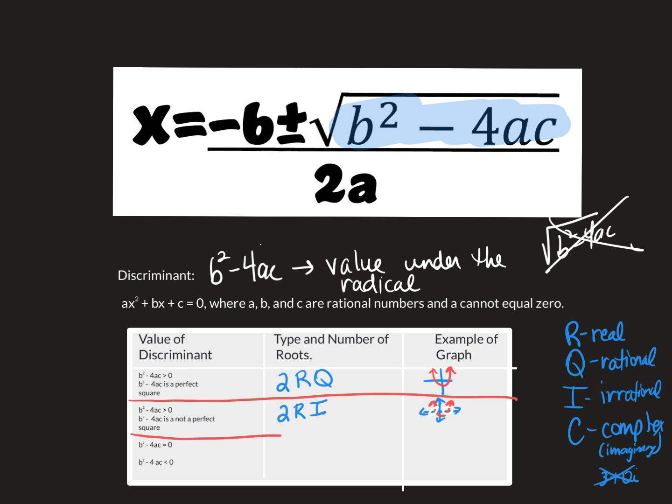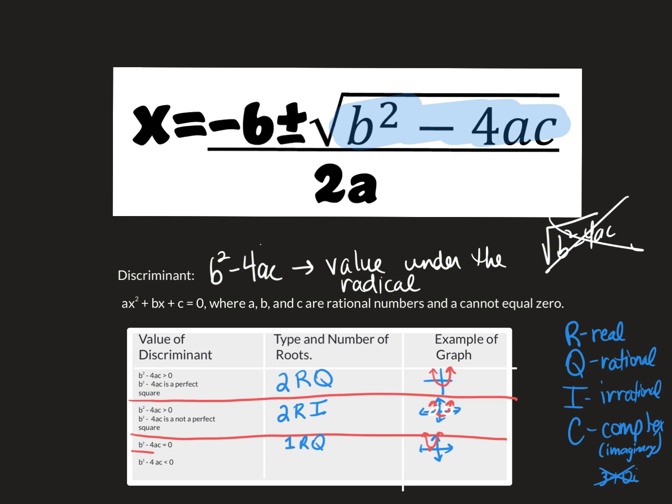And the next one, when it's equal to 0, then you're going to have one real rational root. And that graph is going to look like this. It's just going to touch the x-axis. Just touch it at one point.